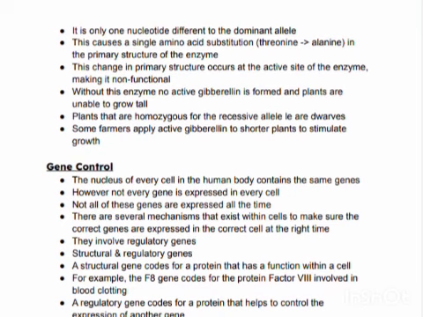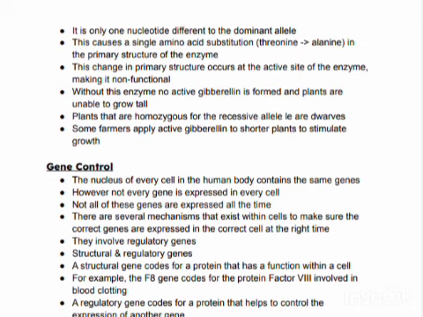So the recessive allele is one nucleotide different to the dominant allele. Basically, there is a single amino acid substitution taking place, with threonine being replaced by alanine. So this changes the primary structure of the enzyme. That means that active gibberellin cannot be produced, so the plants will not be able to grow tall.